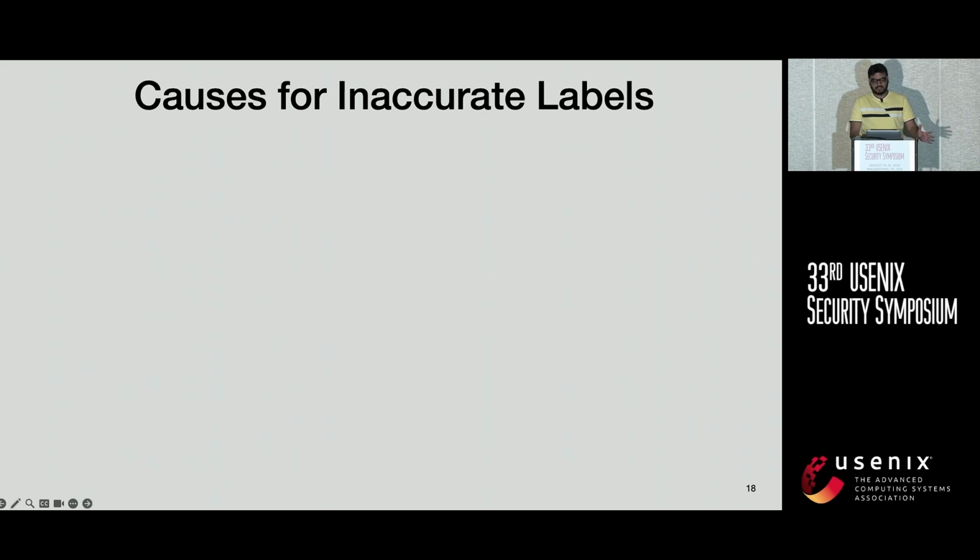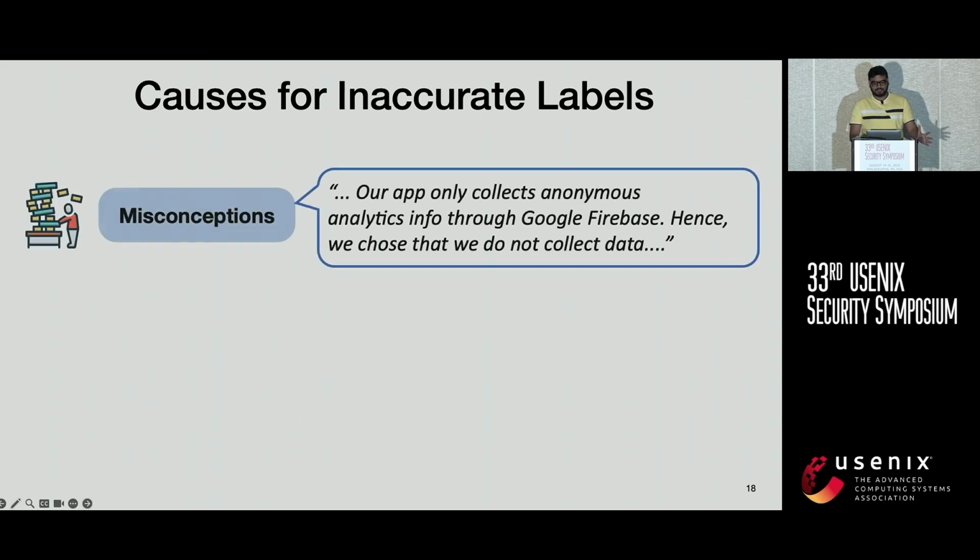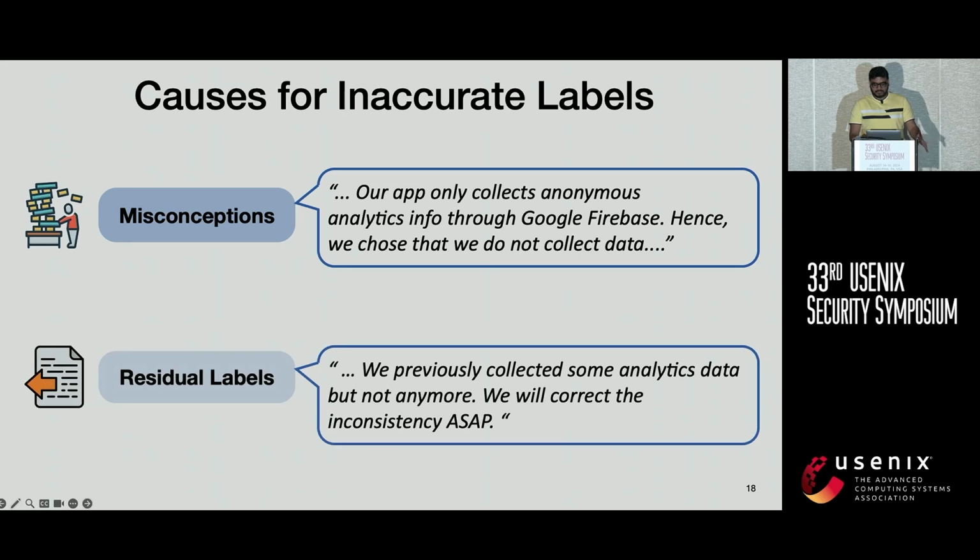Next, let's look at major causes of inaccurate labels that cause them to change their DSS over time. The first one is misconception about third-party libraries. For example, one developer notes, "Our app only collects anonymous analytics through Google Firebase, and hence we do not collect information." Here the developer does not realize that by using third-party libraries, they are collecting and sharing data. Another reason was residual labels, where if there was a feature update, the app developers forgot to update their DSS.